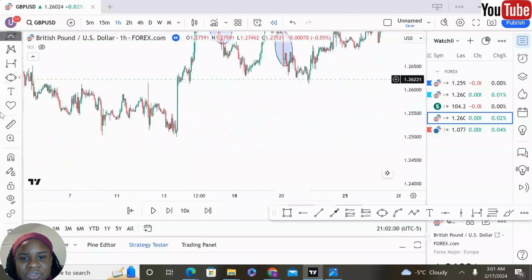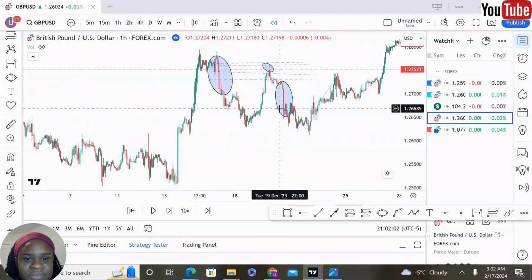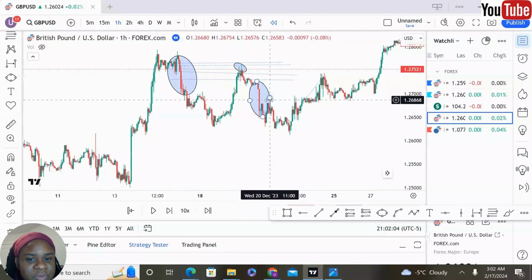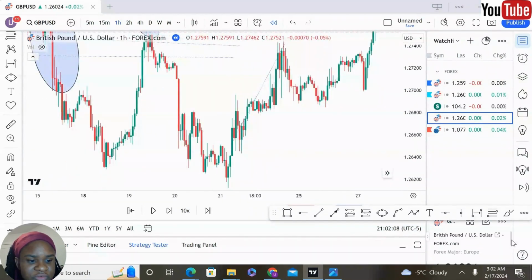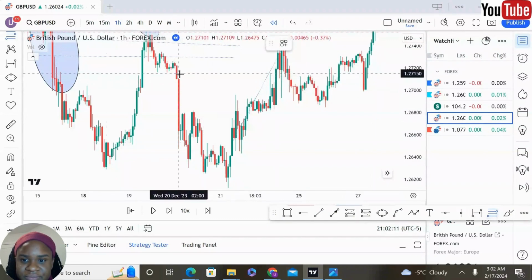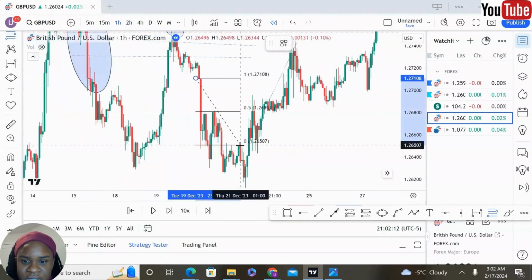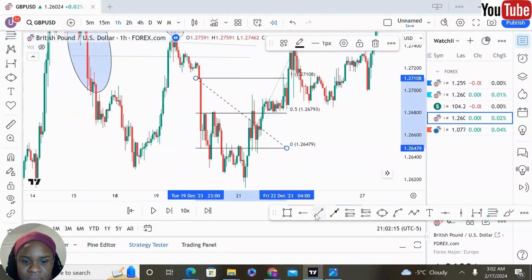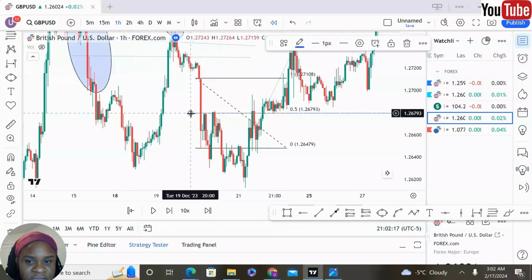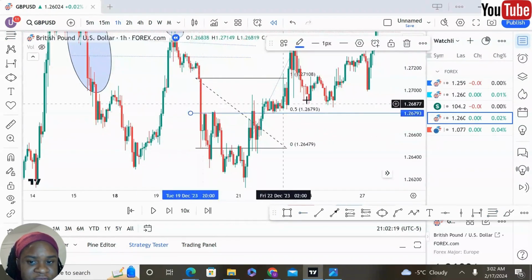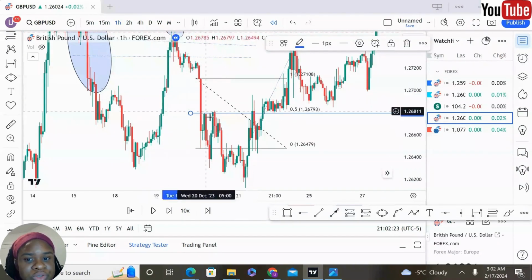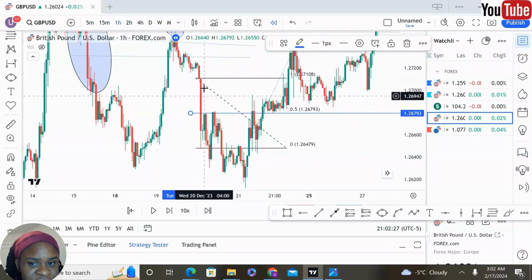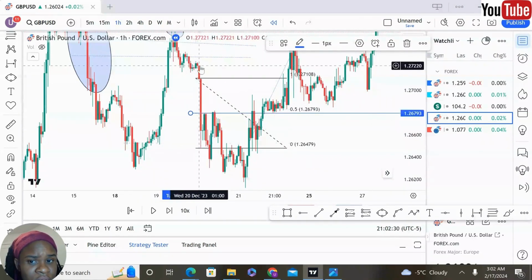Now the secret I want to tell you about liquidity void. 50% of a liquidity void, when you take your Fibonacci from here to here, 50% of the Fibonacci, anytime you say a liquidity void, 50% is what we call consequent encroachment. The market always comes to 50% of a liquidity void and reacts.